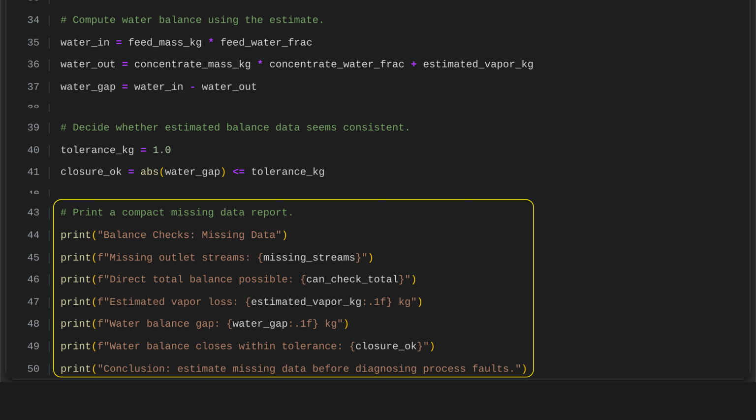The report identifies outlet streams with missing data, checks whether a total mass balance can be calculated from known outlet masses, and shows the estimated vapor loss. It then reports the water balance gap and tests whether that gap is within the allowed tolerance. The main point is that missing data should be estimated and checked before using the balance results to diagnose process faults.